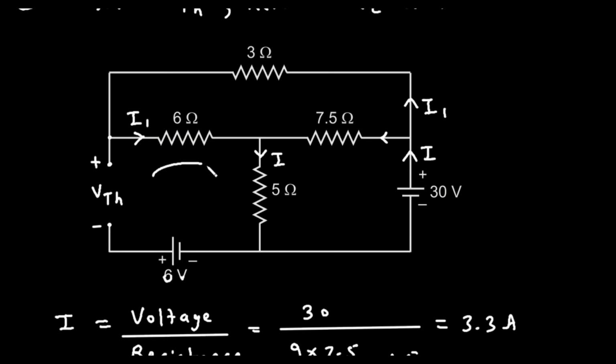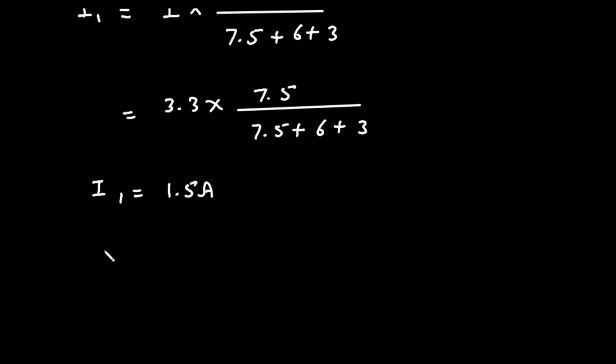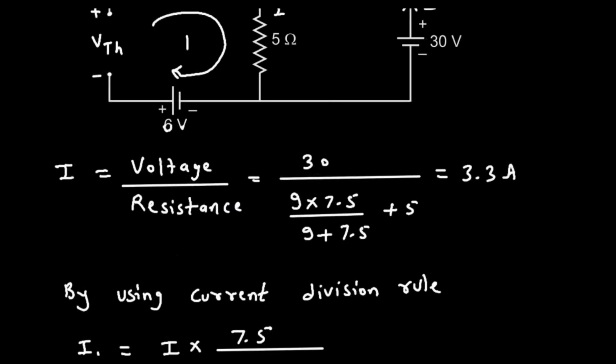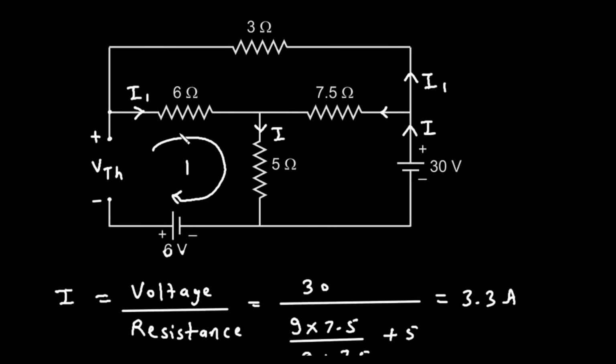Now let's apply the KVL to loop number 1. Let's say this is loop number 1. So apply KVL to loop number 1. Now according to the direction of this current we are assuming, let's say this will be positive here, this will be negative, and this will be positive, this will be negative. So let's start from here.